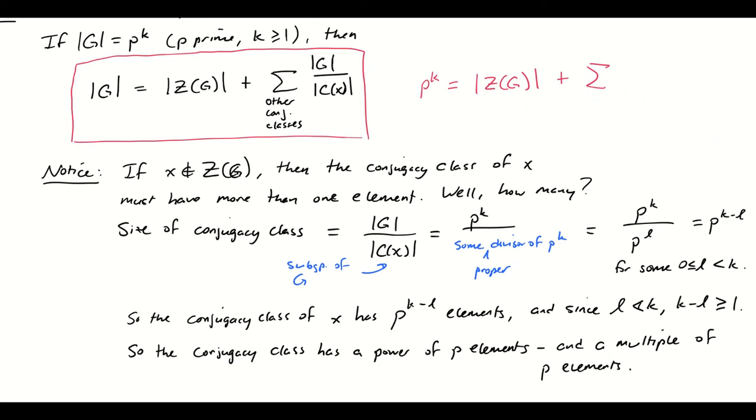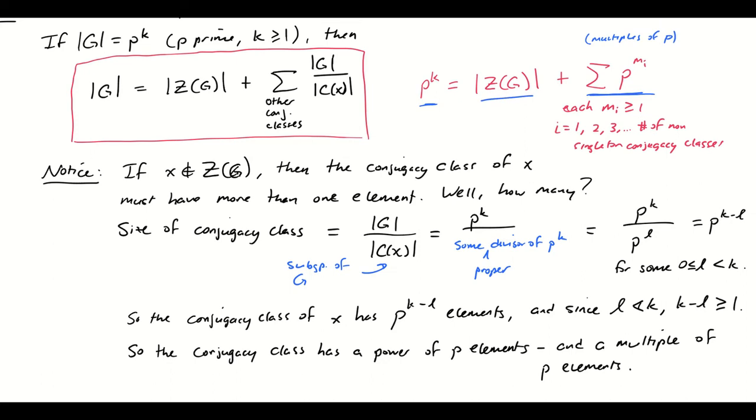So just as a reminder, some conjugacy classes are absorbed over here. The singletons are all over here because a singleton conjugacy class is just an element of the center. So these are all the other conjugacy classes, and each one has size a power of P that is at least P. Okay, but wait a minute. We have this number here, this P to the K, is equal to this sum of multiples of P. These are all multiples of P, plus the size of the center.